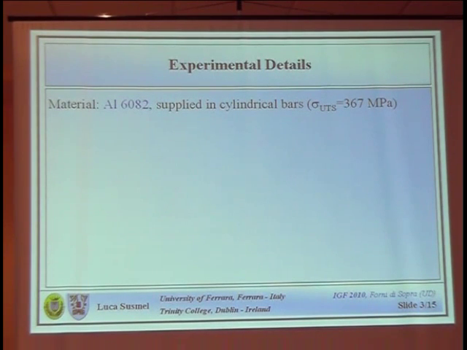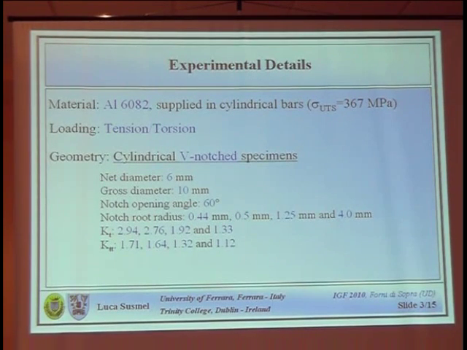So let's start from the experiment, because before formalizing a static assessment procedure we had to understand something about the material cracking behavior under multi-axial loading. We tested samples of a conventional aluminium 6082, and the UTS of this material was 367 megapascal. We tested cylindrical samples under combined tension and torsion, V-notch specimens, and the net diameter was equal to 6 millimeters, and the notch root radius ranged in the interval 0.44 millimeters to 4 millimeters, resulting in an axial KT value in the interval 2.94 to 1.33, and the torsional KT in the interval 1.71 to 1.12. So a variety of notches, considering also a variety of ratios between the two nominal stress components.